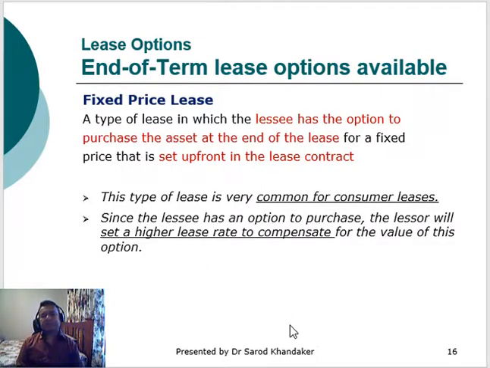The next type of lease is called the fixed price lease. So the fixed price lease is a type of lease in which the lessee has the option to purchase the asset at the end of the lease for a fixed price that is set up upfront in the lease contract. This type of lease is very common for consumer leases, and since the lessee has an option to purchase, the lessor generally sets a higher lease rate to compensate for the value of this option for that particular asset.